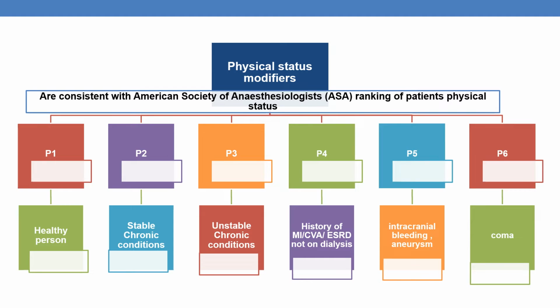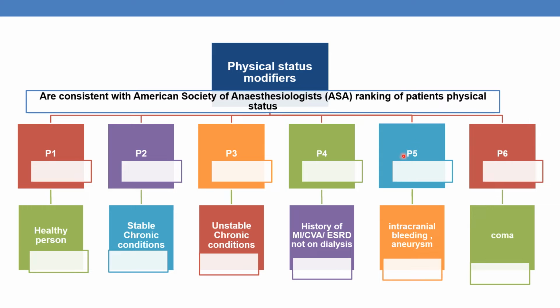So these physical status modifiers are consistent with the American Society of Anesthesiologists ASA ranking of patient's physical status. These are used to rank the patient's physical status. P1 indicates a healthy patient. P2 modifier indicates patient has stable chronic conditions. P3 modifier indicates unstable chronic conditions. P4 modifier indicates severe systemic disease that is a threat to life. For example, history of MI, CVA, and if the patient has ESRD and is not undergoing dialysis.